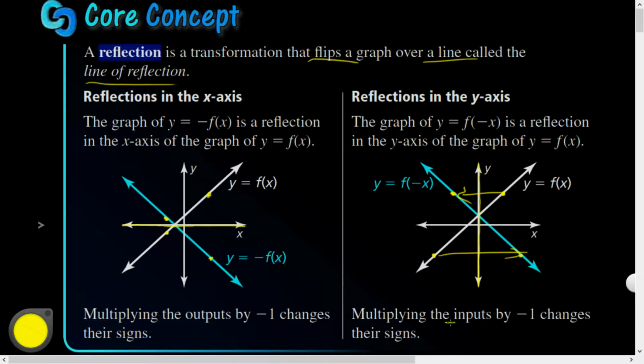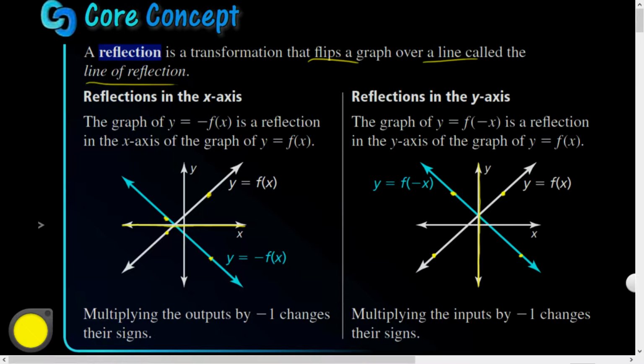And so multiplying the inputs, or the x's, by -1 changes their signs. So if I think about this as the point 3, 5, that is now located at -3, 5. So the x values, they done got flipped. We be flipping tables in here.